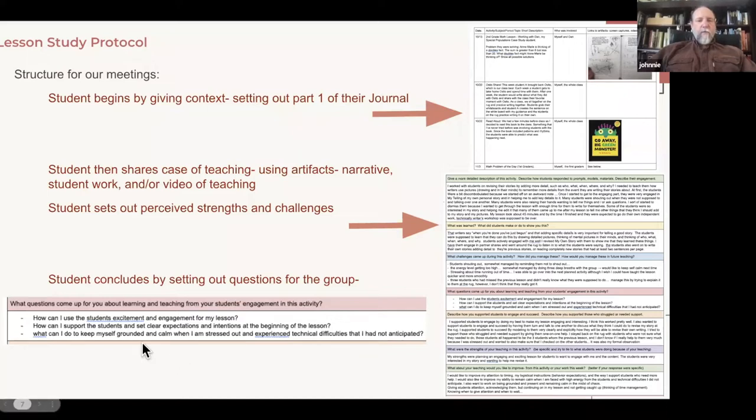And you can see examples, from this particular one, of questions that were set out. How can I use the students' excitement and engagement for my lesson? How can I support the students and set clear expectations and intentions at the beginning of the lesson? What can I do to keep myself grounded and calm when I am stressed out and experience technical difficulties that I had not anticipated?